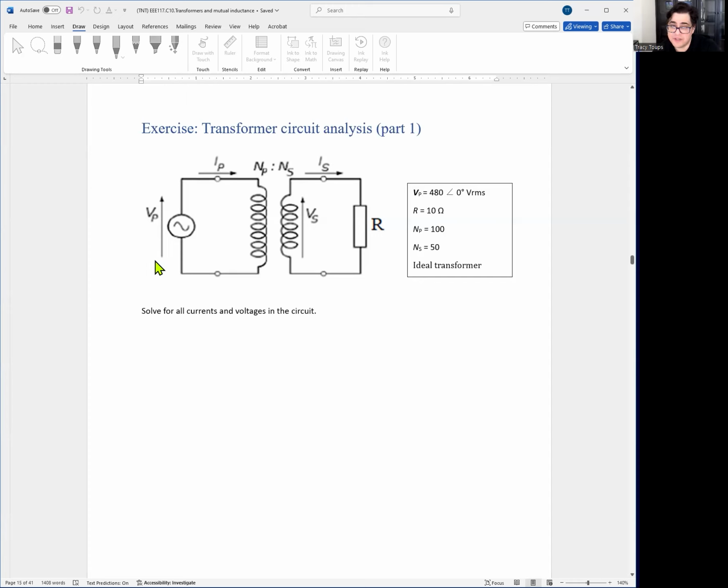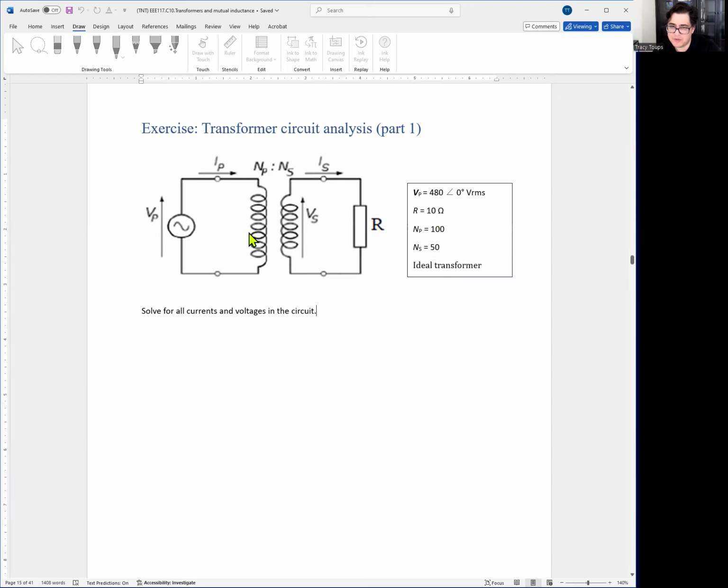So just to go over here, we've got the same circuit. This time, primary voltage is 480 volts, angle 0 degrees. The resistor is still 10 ohms. NP over NS is 100 over 5. So we have a lot more turns than before. See how this changes everything.